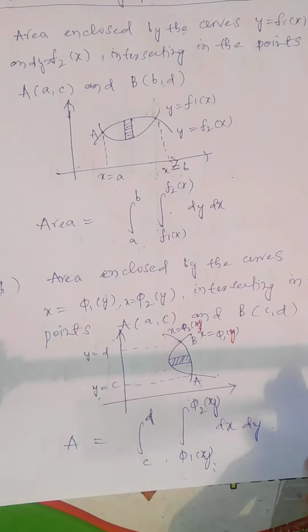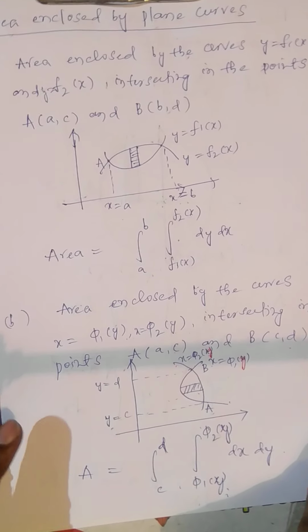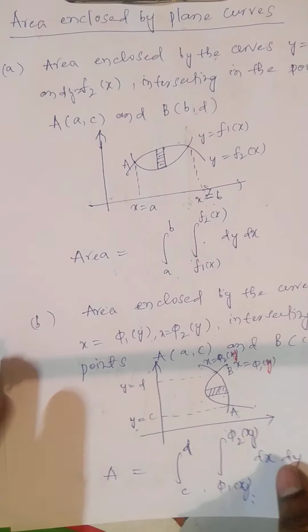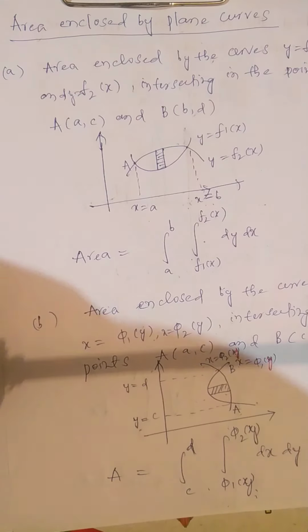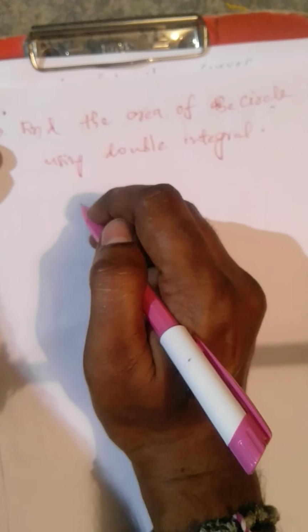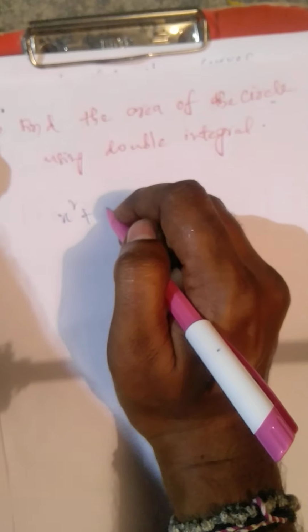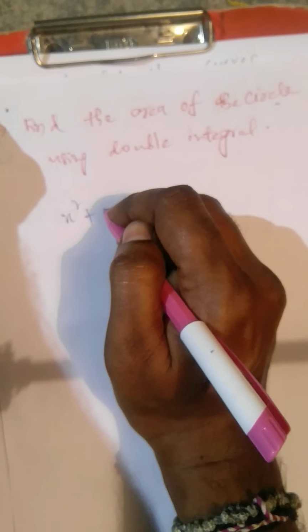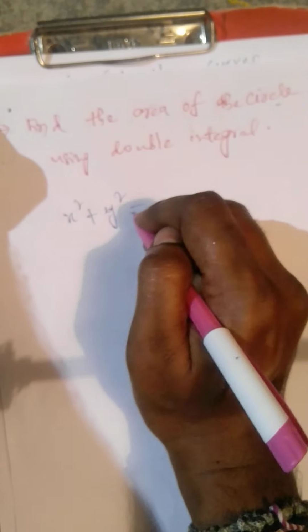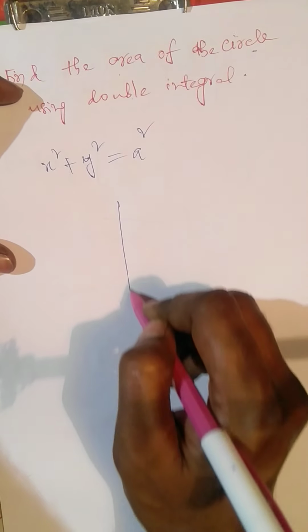Now I'll take one example and explain so that we can understand clearly. Suppose we want to find the area of the circle using double integral. Let the equation of the circle centered at origin with radius a units be x square plus y square equals a square. This is the equation of a circle centered at origin with radius a units. Now I'm drawing the diagram.